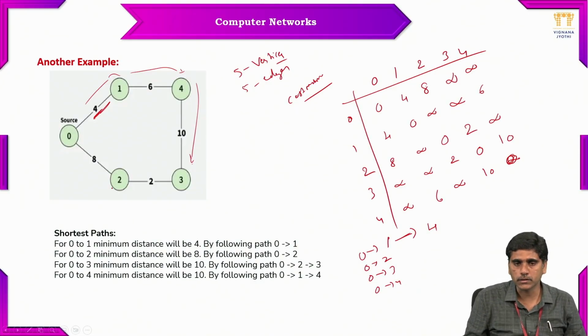But here 8 is the distance. So the smallest distance is 8 only. And similarly for 3.